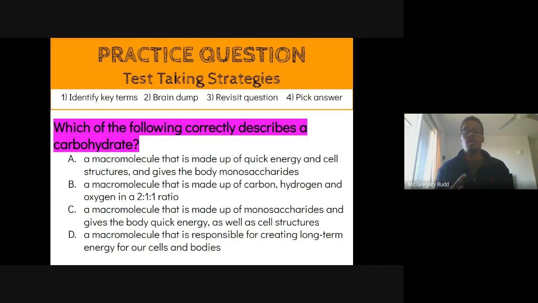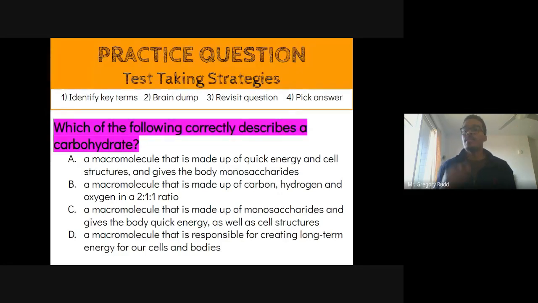Number one, the most common mistake that I see among students is that they're not actually reading the question. They're not understanding what is being asked. So you've got to understand the question before you have any strong chance of answering the question correctly. One part of doing that is identifying key terms. So the question we are presented with here is, which of the following correctly describes a carbohydrate?